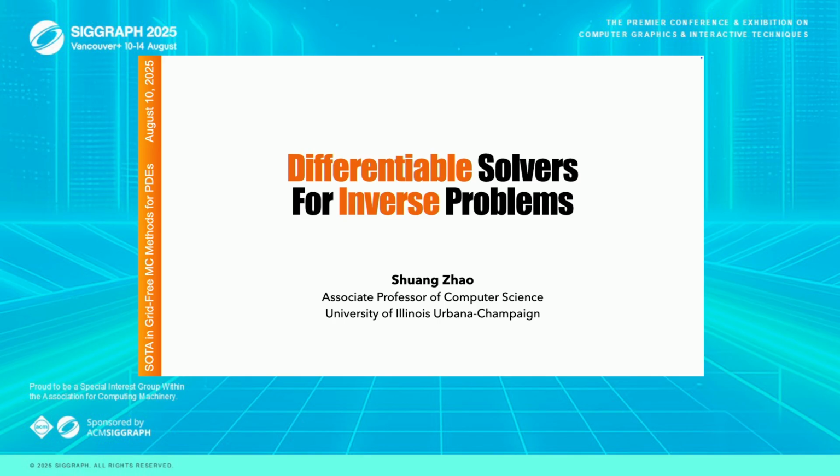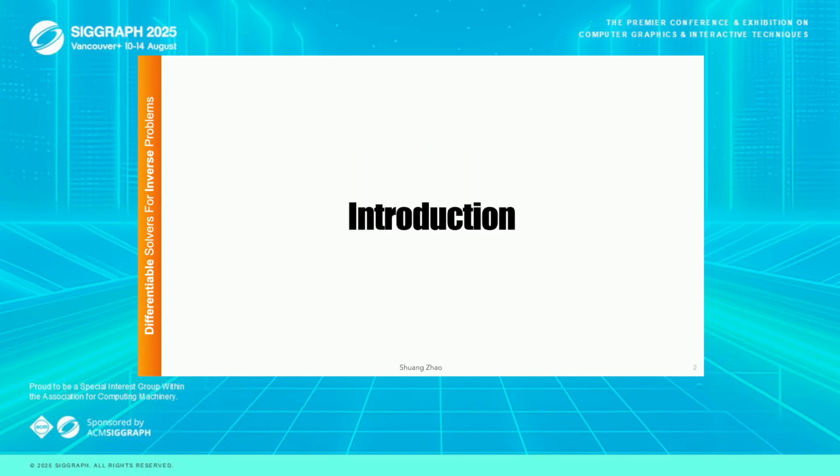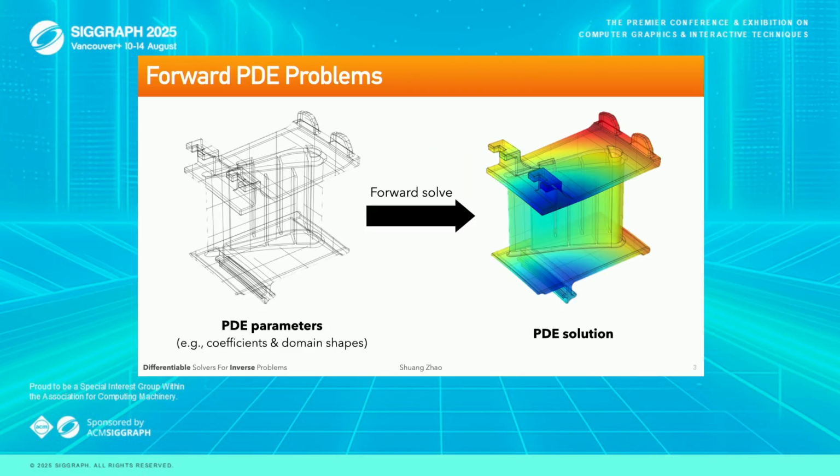Okay, so yeah, in the next little session, I'll talk about a different type of solvers, which are differentiable solvers, and their uses for solving a few inverse problems. So as you have seen in the previous talks, when we talk about a PDE solver, we mainly talk about a so-called forward solver, where we take the PDE parameters, as shown on the left, and perform a solve to get the solution of the PDE as the one shown on the right.